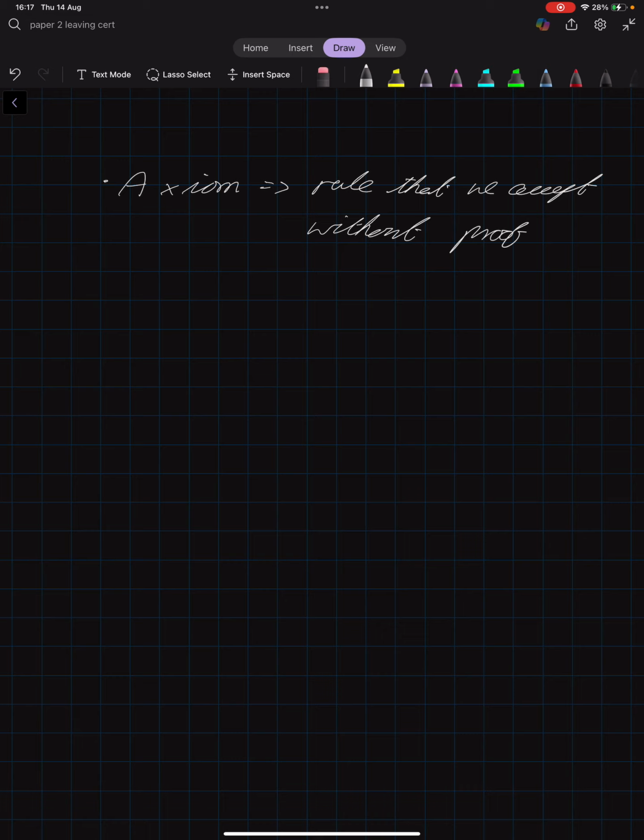I think one of the axioms of maths is that if you have a page like this, and you draw 2 dots, you can always draw a line that'll go through those 2 dots. That's one of the things that no one can actually prove, but we just take it as given. It's obvious that you can do it, but we just haven't proved it. So that's all an axiom is. You just need to know an axiom is a rule that we accept without proof.